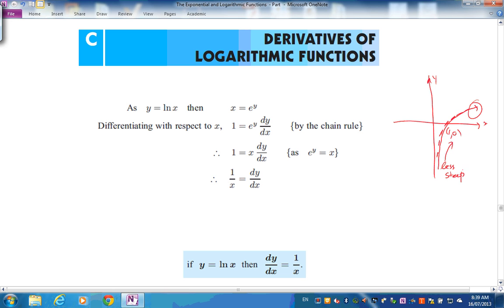So our e to the x function, let's just recap on that. Our e to the x function looked like this, increasing at an increasing rate.